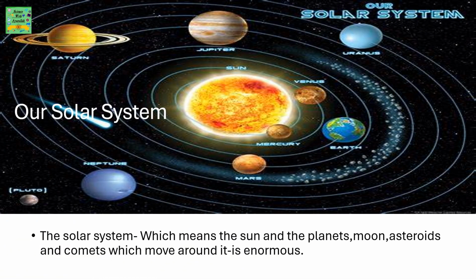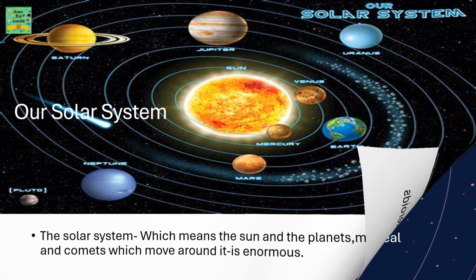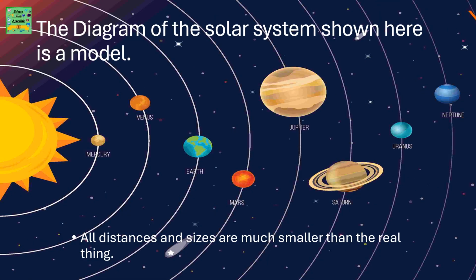Our solar system. The solar system, which means the Sun and the planets, moons, asteroids and comets which move around it, is enormous. The diagram of the solar system shown here is a model. All distances and sizes are much smaller than the real thing.